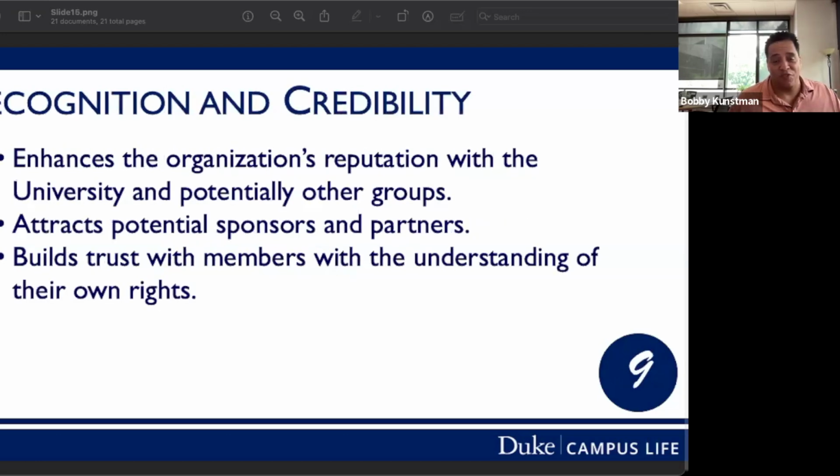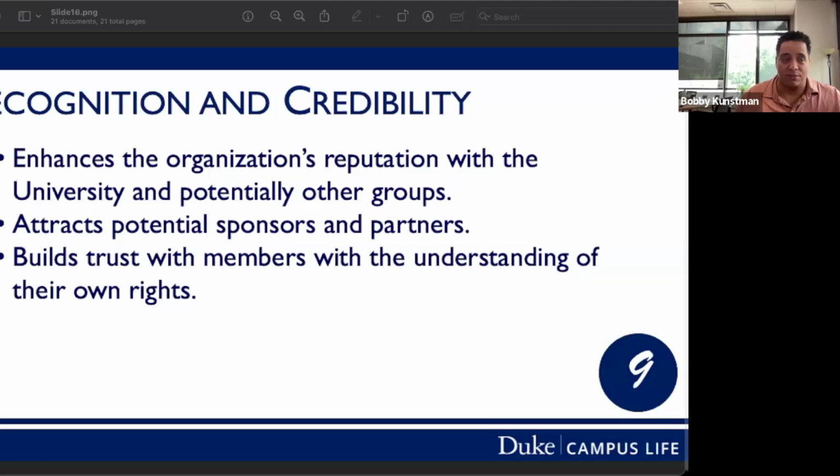Recognition and credibility are important for your growth and support. A well-structured organization gains recognition and credibility within the university and within the broader community, which continues to help attract support. Sometimes that support is financial, sometimes that support is staffing, your advisors, how folks step in, how departments may step in and support you. The strong reputation often makes your organization also attractive to potential sponsors that might be within the university or outside of the university. And building trust with the members and the community is always essential to continue sustained success and support for your organization.